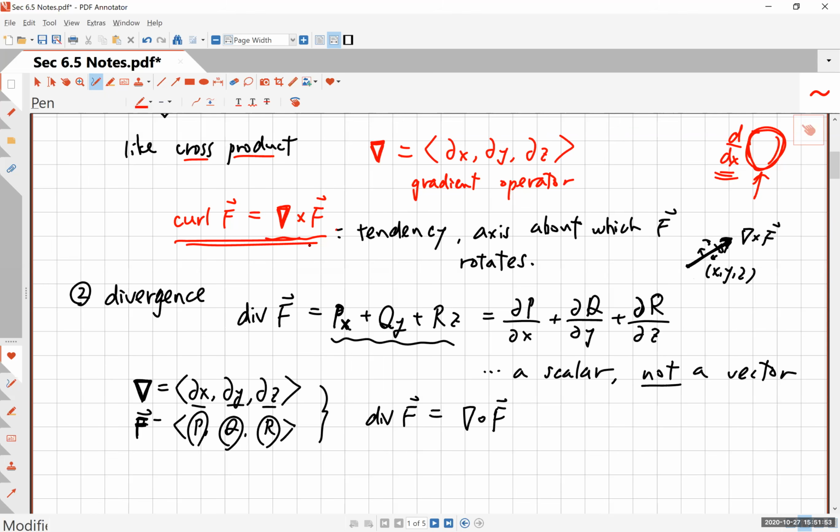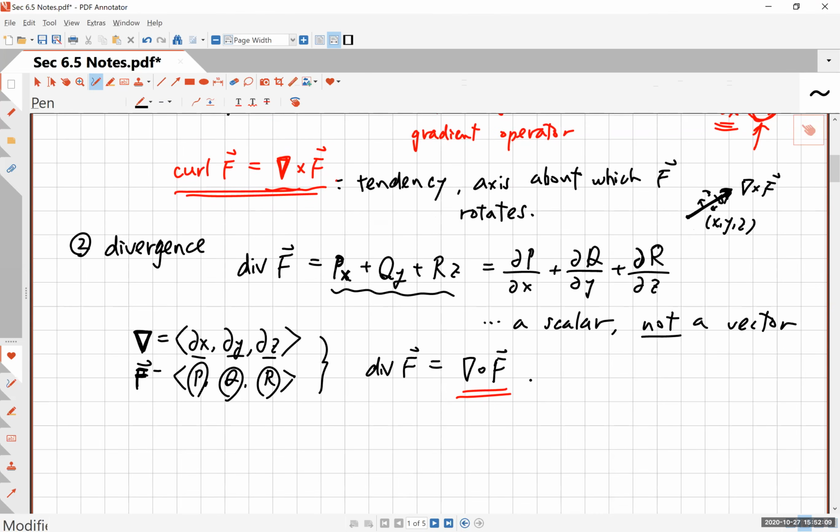Very much like the curl. Curl is the cross product, and the result is, not surprisingly, a vector. The divergence is the dot product, and not surprisingly, the result is a real valued function. Okay, so those are really the two main things. And maybe I should say this represents the net amount of f flowing out of the point P.